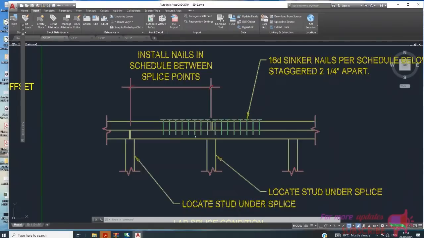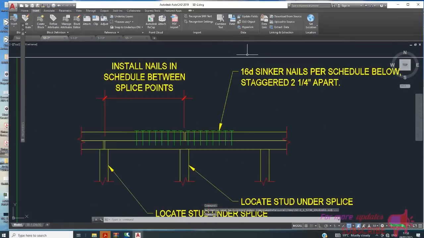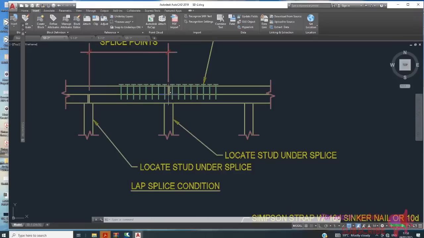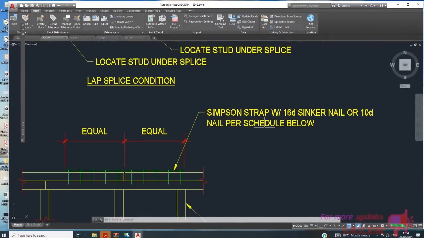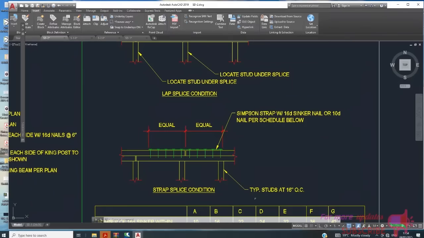And also here is a bottom plate splice. 16D sinker nail per schedule below, staggered 1/4 inch apart. Locate stud under splice.